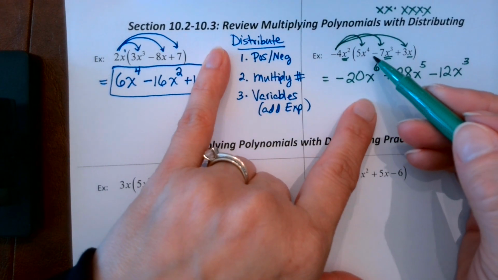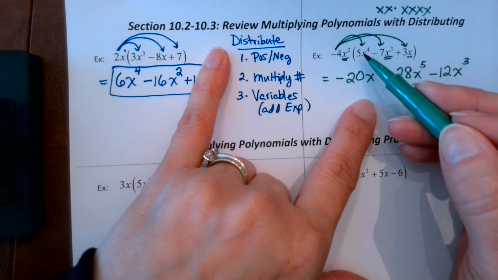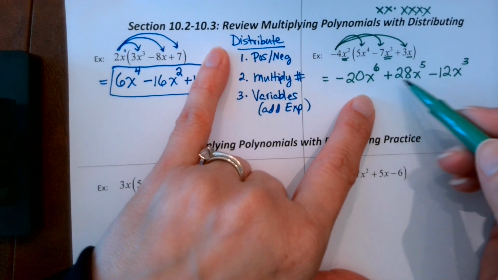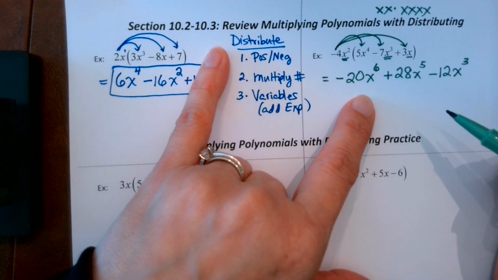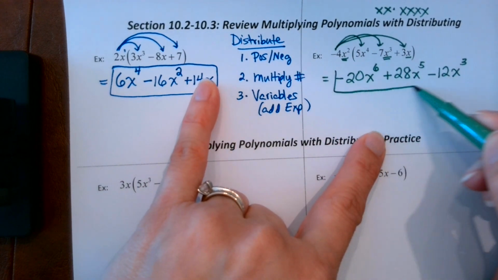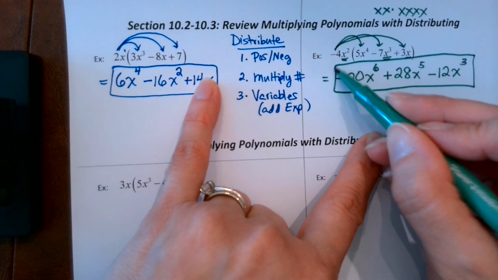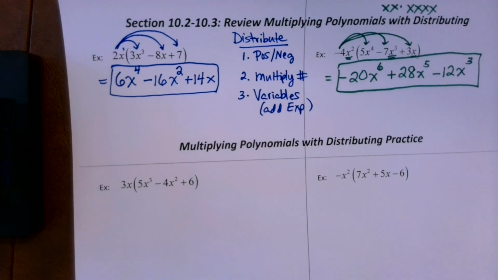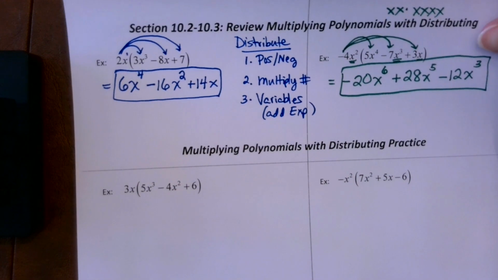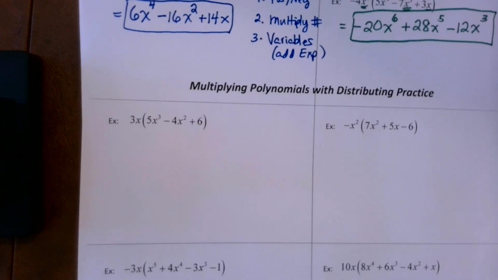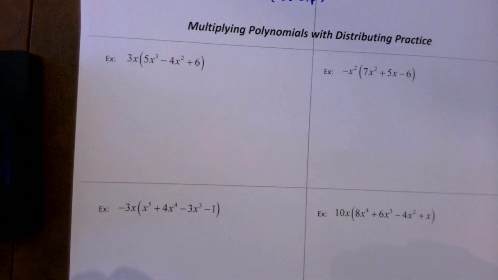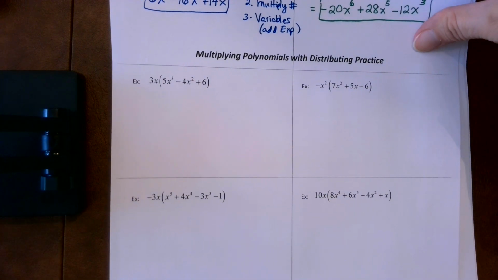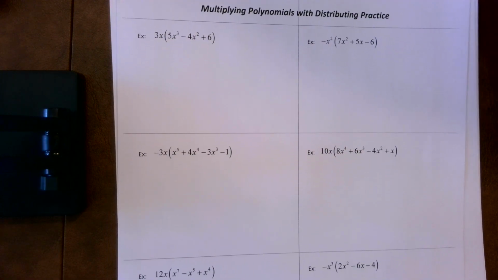Since the polynomial here is in descending order, it's in standard form, my answer is going to be in descending order. Okay, so the first 2 problems we did together, you should have 6 more boxes on the rest of that paper that you made. And so here are the problems. You can go ahead and pause the video if you need to see these problems and write them down.